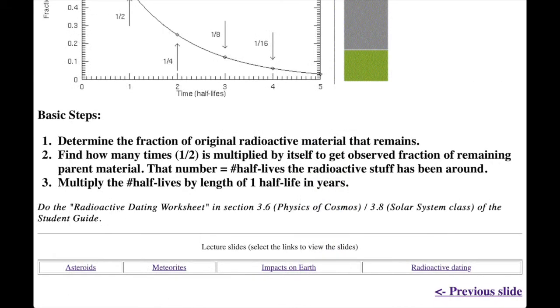These are the basic steps that you use in radioactive dating. The first step is the hardest one in practice, in research. It can take several months to figure this out when you're just dealing with a rock. The first step is determining the fraction of the original radioactive material that remains. In radioactive dating problems, I will give you those fractions. Then steps 2 and 3 take less than a minute to figure out.